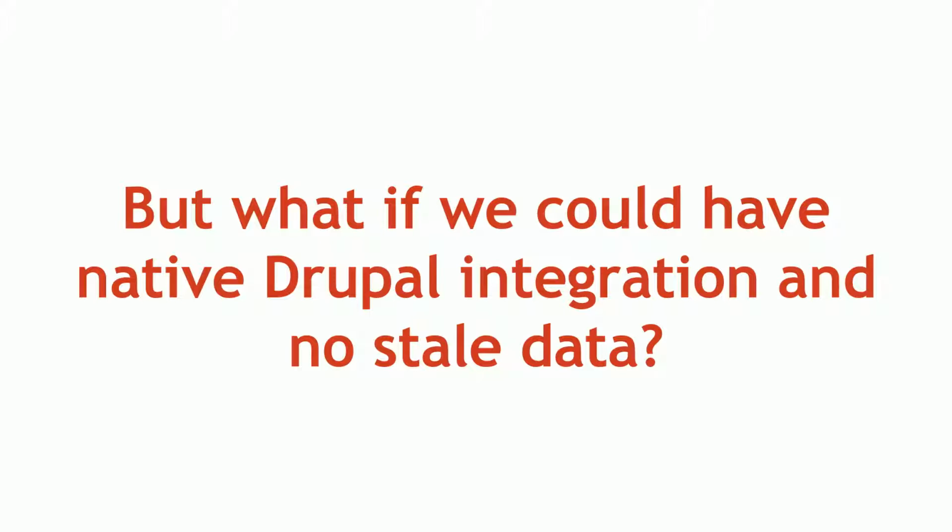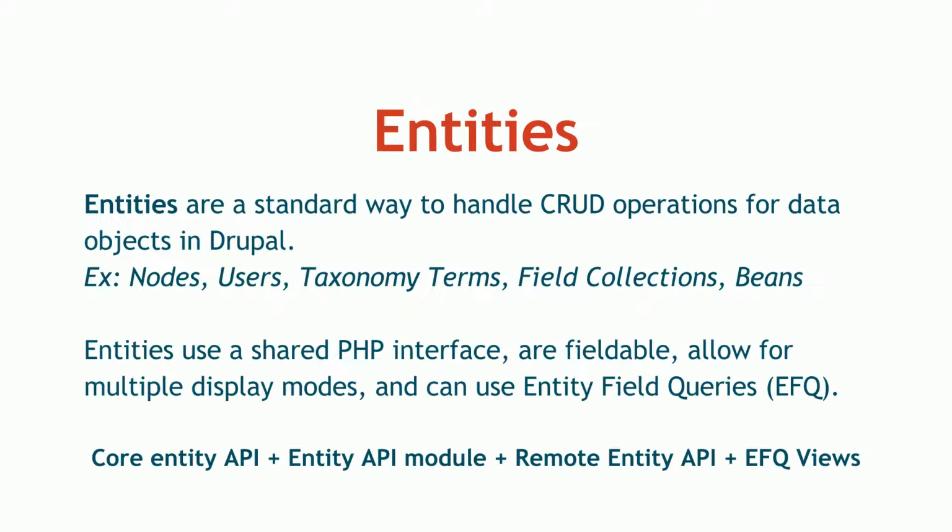So what if we could have native Drupal integration and no stale data? I don't know if you're all familiar with the concept of entities in Drupal 7 and up. That's basically anything that can have its own fields. So in Drupal 7, that's nodes, users, taxonomy terms, beans and field collections. There are some contrib modules that are entities. If we want to tightly integrate with Drupal, we can do that with entities, because the entity APIs allow us to define custom ones, and then we can define where the storage is. That can be remote, it can be local, it can be whatever you want.